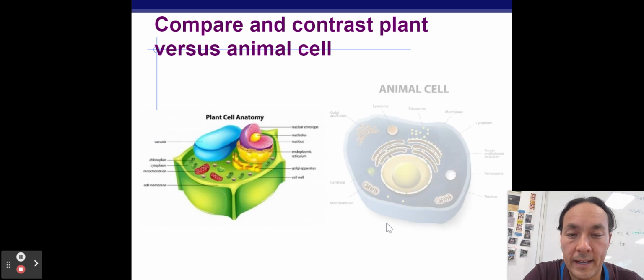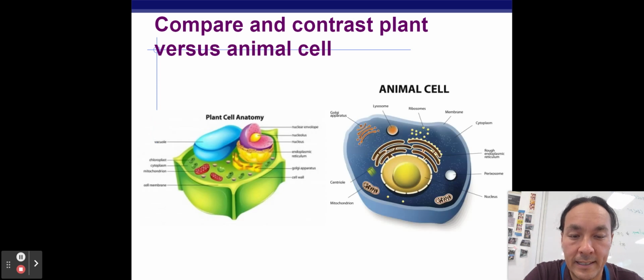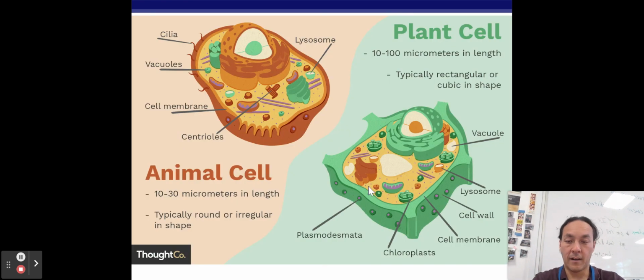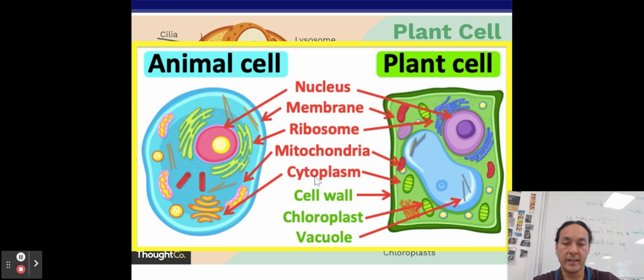All right, try and compare and contrast plant and animal cells. What do you remember from in class? Make a Venn diagram or a T-chart. All right, hopefully you got something along the lines of that plant cells are going to have cell walls. They're more box-shaped. Animal cells do not. Plant cells are going to have chloroplasts, and they're going to have larger vacuoles than animal cells. Here are the things that they share in common: nucleus, membrane. They both have ribosomes. They both have mitochondria. This is really important.